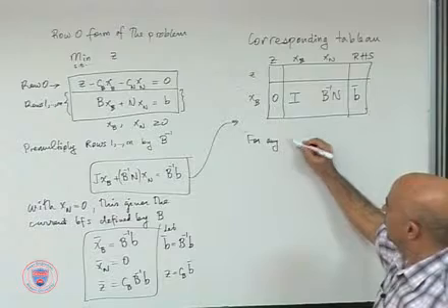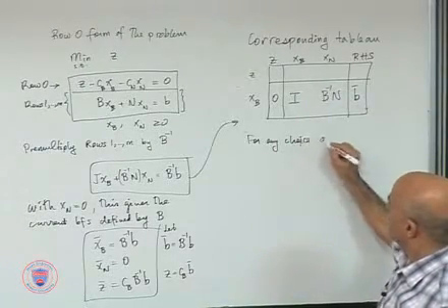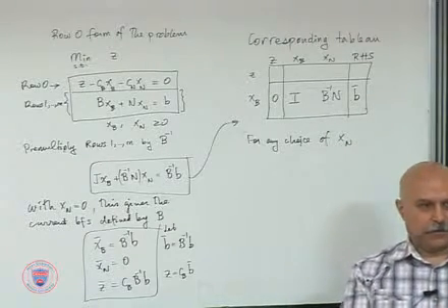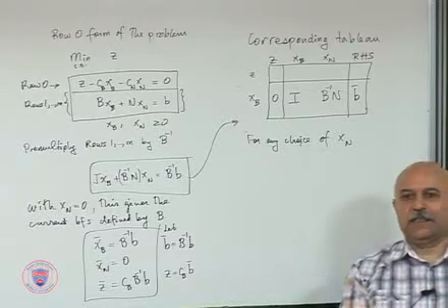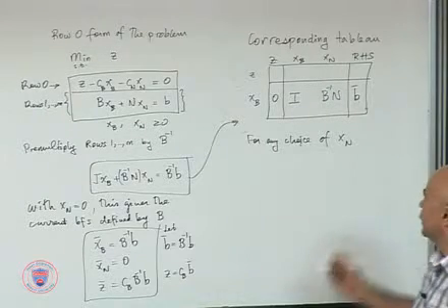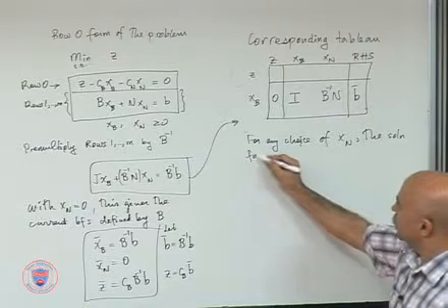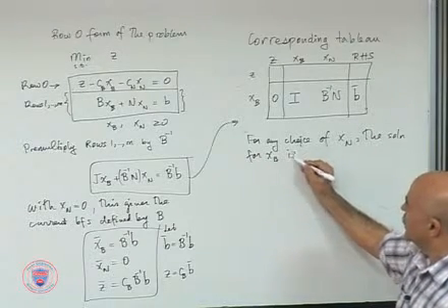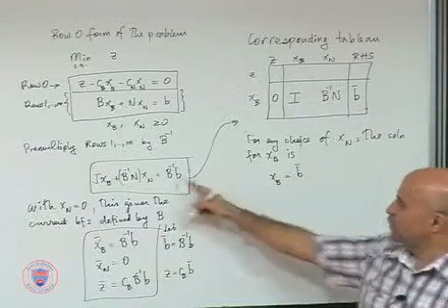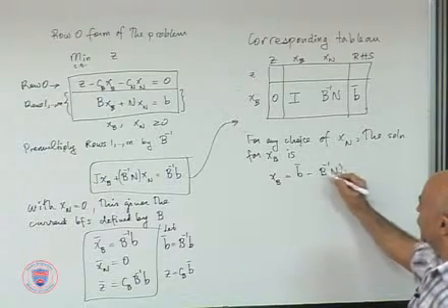For any choice of xn, not xn equal to 0, but for any choice of xn. So I can take xn to be anything, as long as it's non-negative. The solution for xb is, what is it? xb is equal to B bar, which is B inverse b, minus B inverse n times xn.